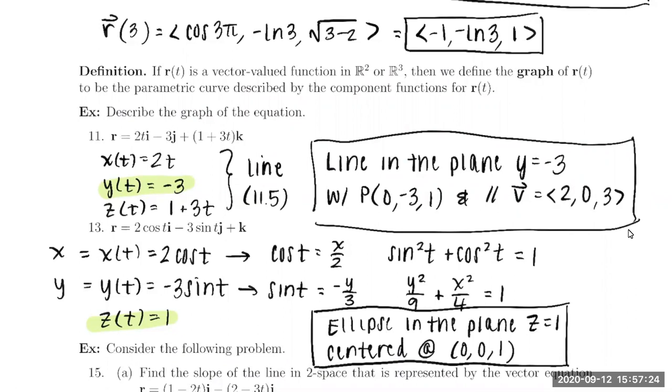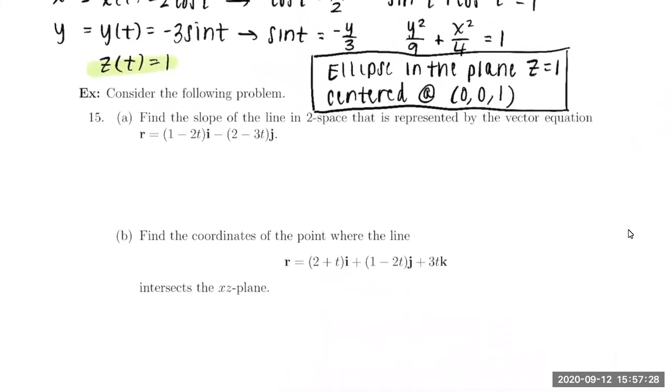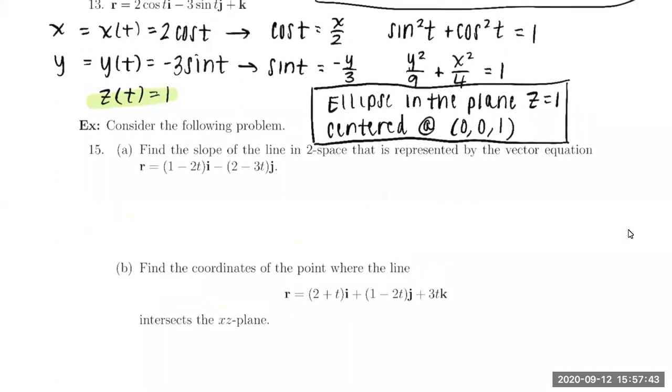All right, let's look at a couple more problems here. Consider the following problem. Find the slope of the line in two space that is represented by the vector equation r equals (1 minus 2t) i hat minus (2 minus 3t) j hat. All right, so if we're talking about the slope of a line, we want to find the derivative, right? And so I'm going to express these in terms of the parametric functions x of t and y of t.